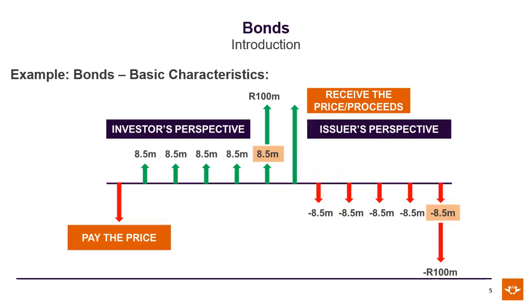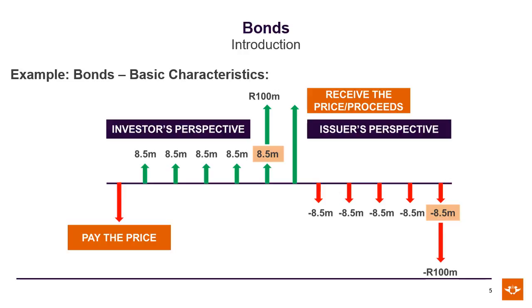Now we're going to look at this bond when it is issued first in the primary market, and we're going to look at it from the investor's perspective and from the issuer's perspective. Now the important thing to understand is that in the primary market, the price that the investor will pay will be equal to the par value or the face value. So the price that the investor will pay will be 100 million rand, and this will be exactly the sum of money that the issuer will receive.